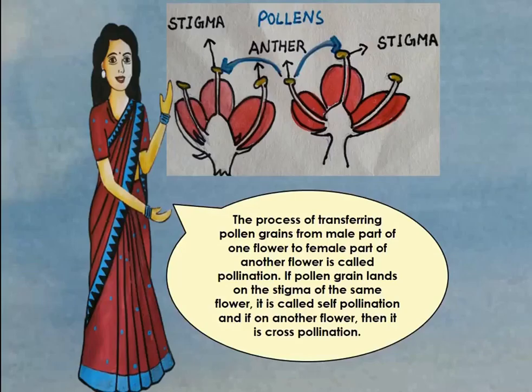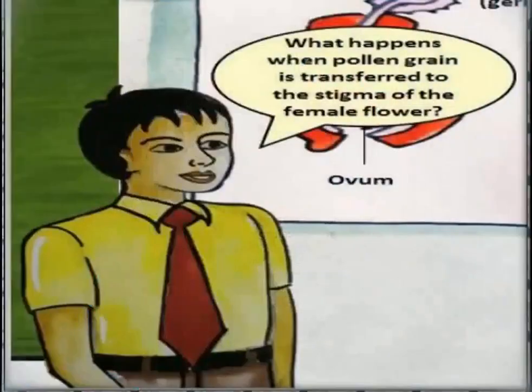And pollination is of two types, self-pollination and cross-pollination. If pollen grains land on the stigma of the same flower, then it is called self-pollination. And if pollen grains land on the stigma of another flower, then it is called cross-pollination. Ma'am, what happens when pollen grain is transferred to the stigma of a female flower?